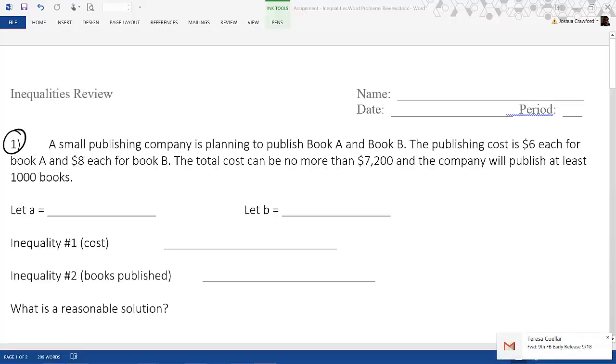Howdy, this video is going to cover the inequalities and word problems review. And we're going to go ahead and do 1, 3, and 5. So, starting off with number 1.